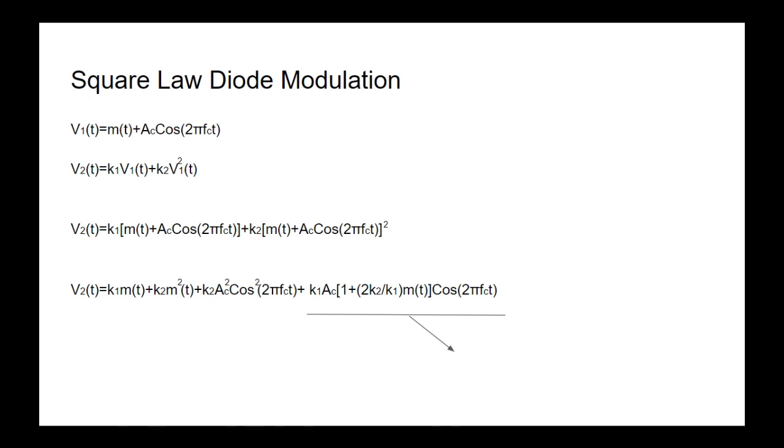In this equation, you will see the last term is the amplitude modulation. That is what we want in the output, and the rest of the terms we want to eliminate. We do the elimination with the help of a band pass filter. Through the band pass filter, we get only the last term and the other terms get eliminated. This is the working of square law diode modulation.